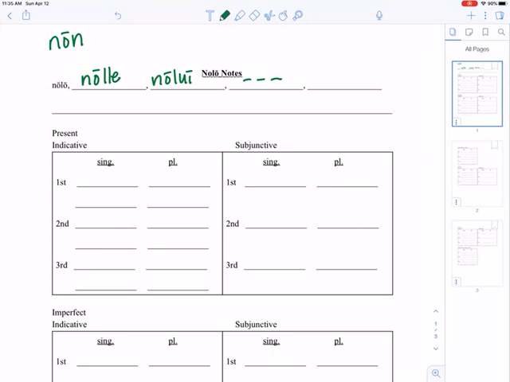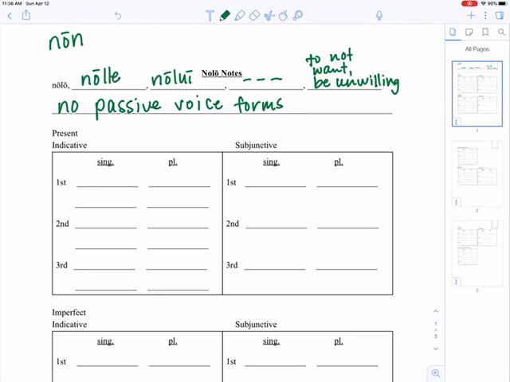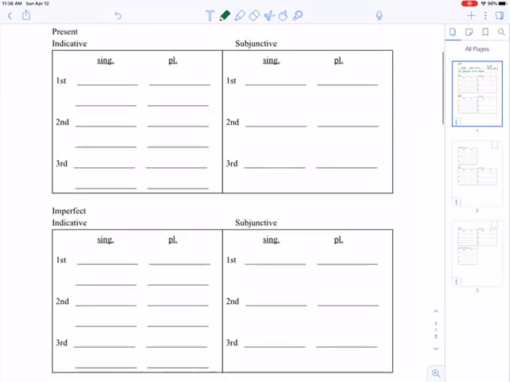Okay, now this is to not want or be unwilling. Again, just the negative form of volo. And just like volo, there are no passive voice forms. So that's nice. Again, it kind of shortens the amount that you have to write. But just like with volo, we're really going to see that irregularity come through in the present.